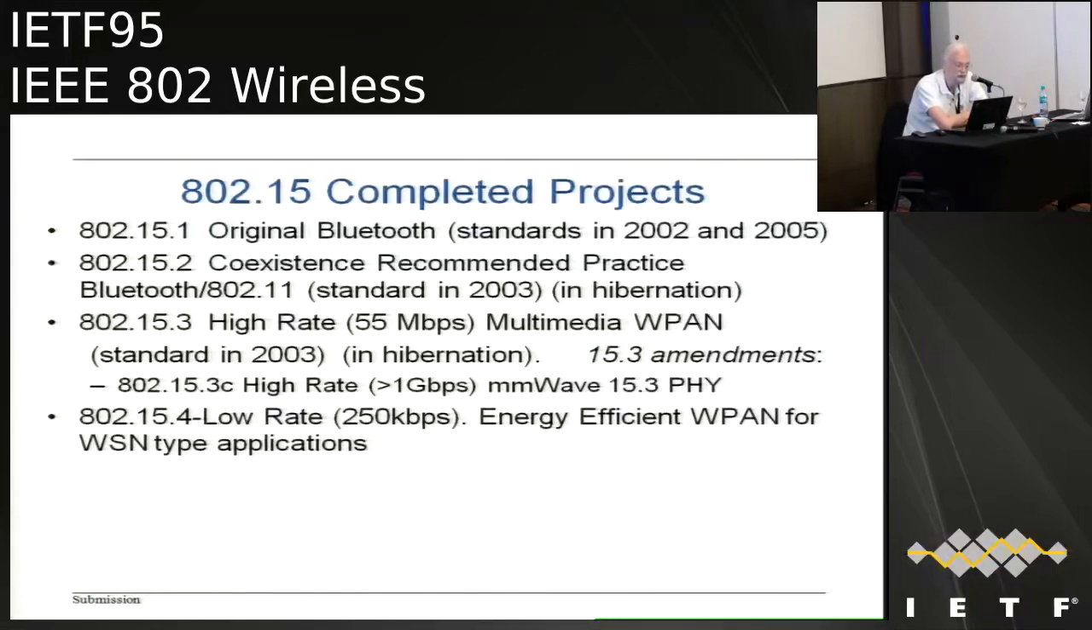So that group is in hibernation, and I'm not sure what it would take to bring it out. High rate in this context for .3 was 55 megabit per second, and that's also in hibernation, but there have been some amendments, and there's this 15.3c for high rate above gigabit per second. 15.4, I think, at least from my understanding, is where most of the interest is lately, and so I have a lot more to say about that.